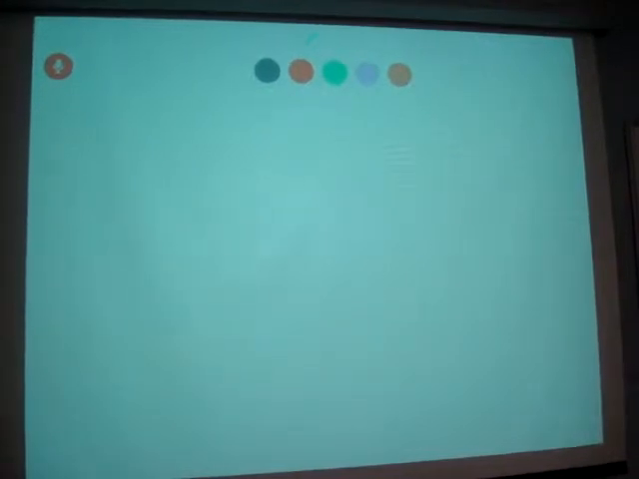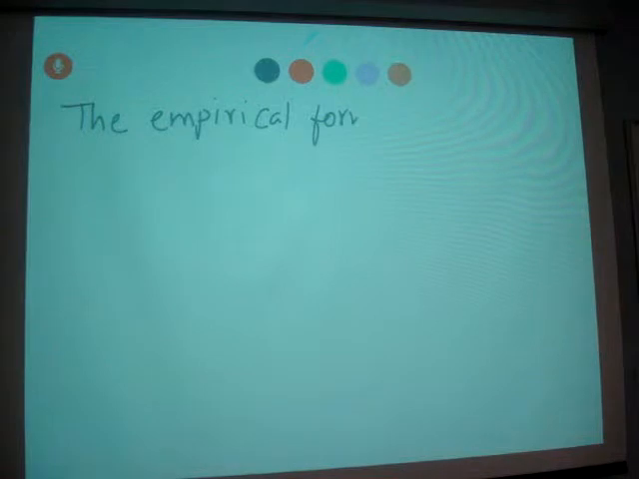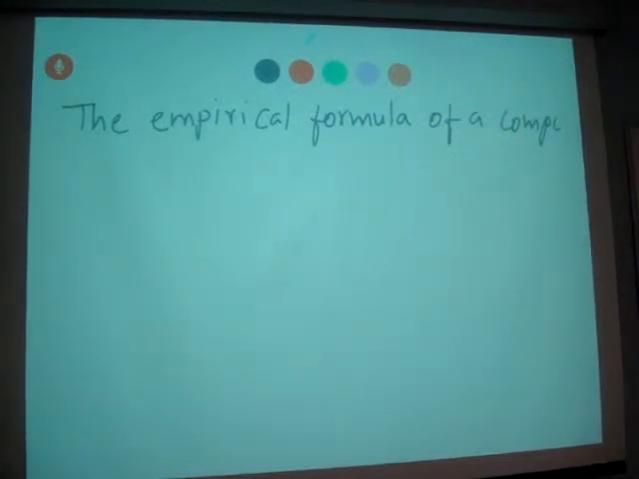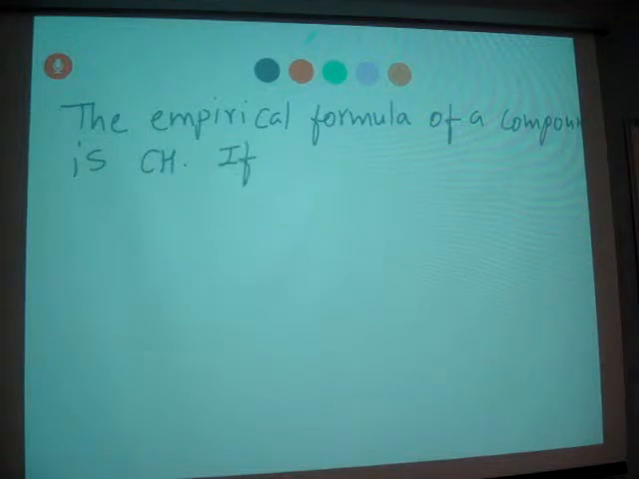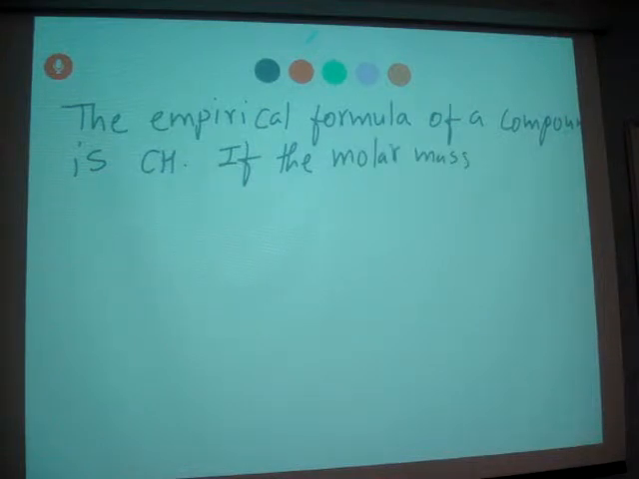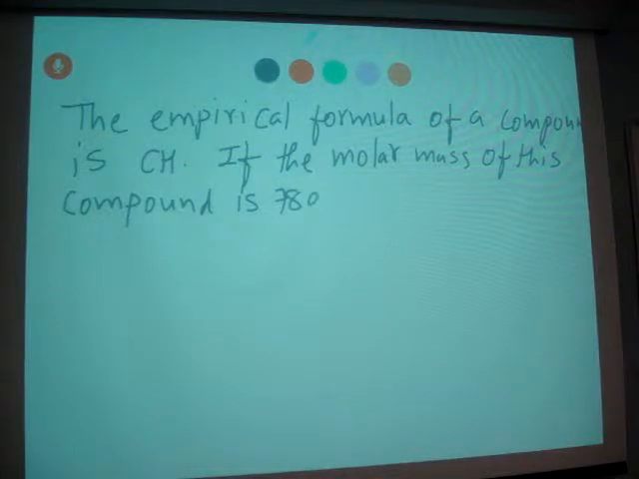So let's say the empirical formula of a compound is CH, if the molar mass of this compound is 78 grams. What is its molecular formula?